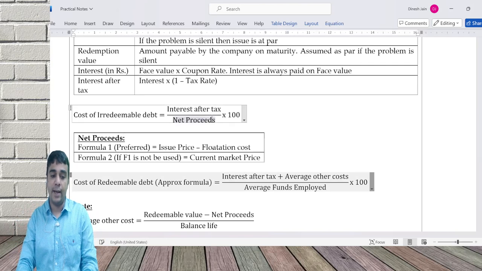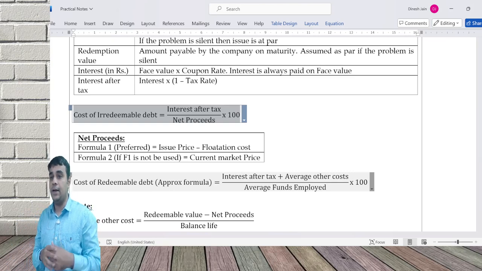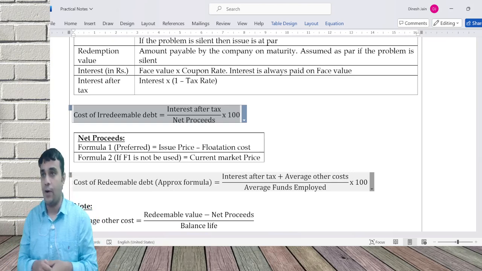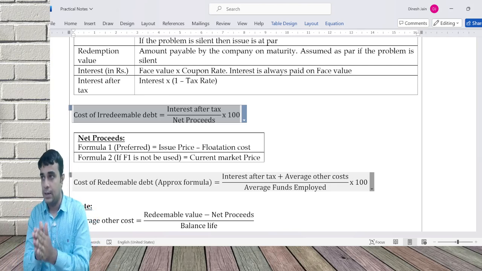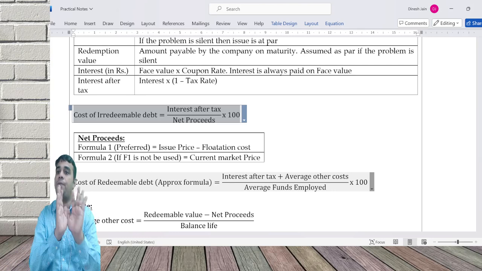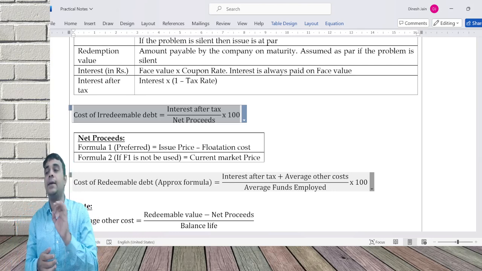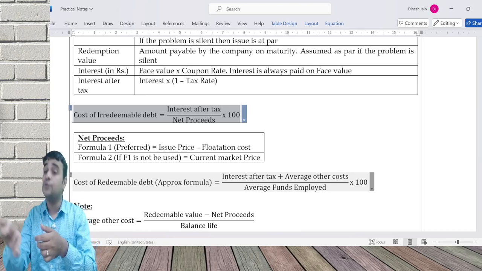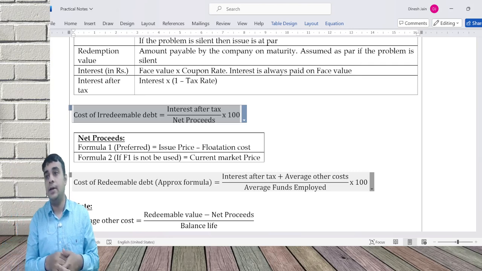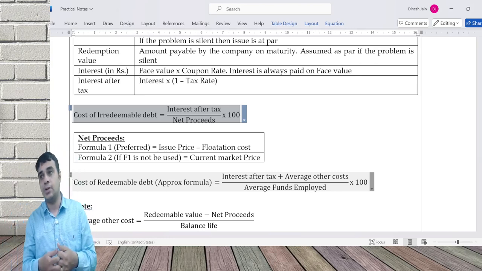Why no extra formula in this? Because irredeemable doesn't have an end, so this is directly the IRR formula. If you remember IRR, when you have a perpetuity, I had interchanged and gave the formula. This is the formula of IRR only. When I say IRR, what is the cost the company is paying is one perspective. Second perspective is what is the investor earning? Investor's earning is called his IRR, and that's technically called my cost. Clear? Any doubts till this?